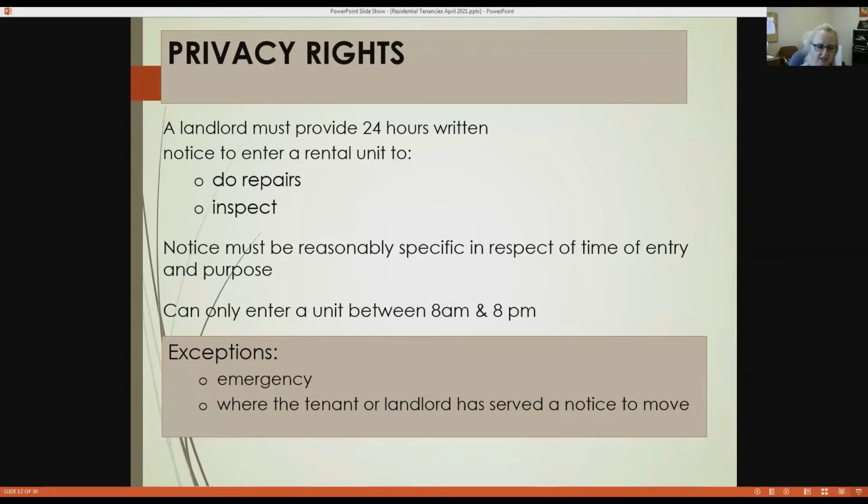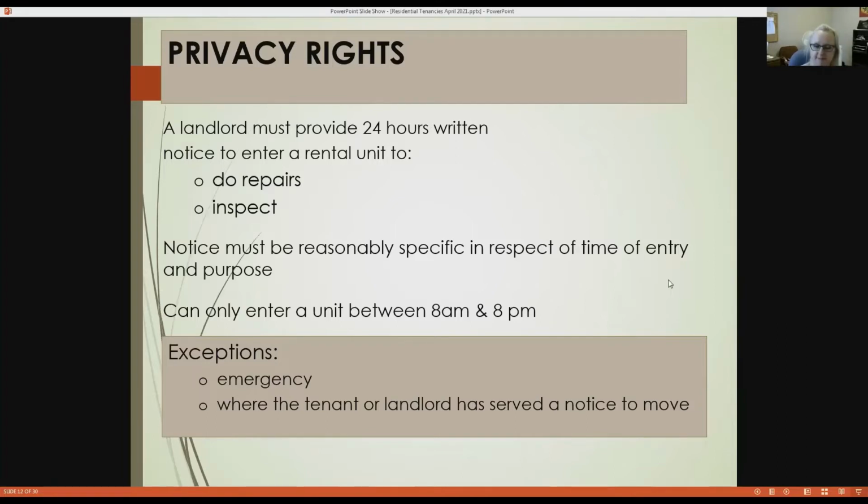So one thing we always try to encourage our tenants to do is communicate openly and act reasonably with their landlords as well. And we would expect landlords to do the same. The exceptions to the 24-hour notice rule is if there's an emergency, or if a tenant has said that they're moving out and they need to show the unit to other prospective tenants.